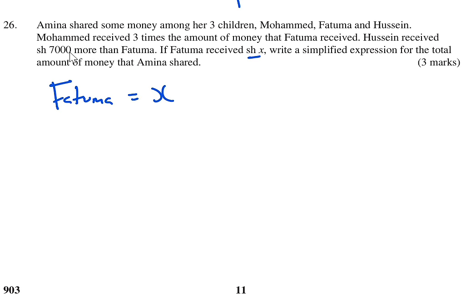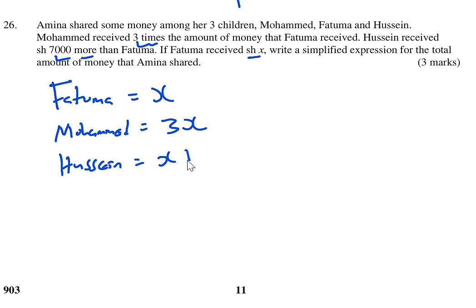Here we are told Muhammad received 3 times. That means you multiply 3 times the amount of money that Fatuma received. So Muhammad will be 3 times X, so it will be 3X. Very easy. And then Hussein received 7,000 more. That means he got more than Fatuma by 7,000. So if you hear more, we add. Since Fatuma's is X, this one's is more by 7,000, so it will be X plus 7,000. If it is less, we subtract.